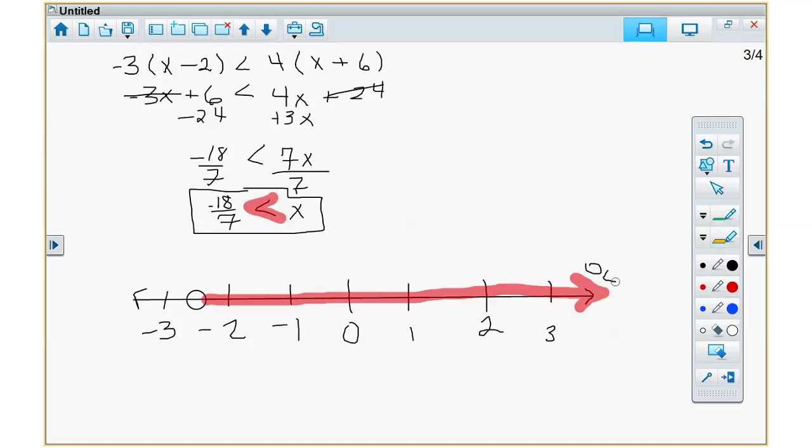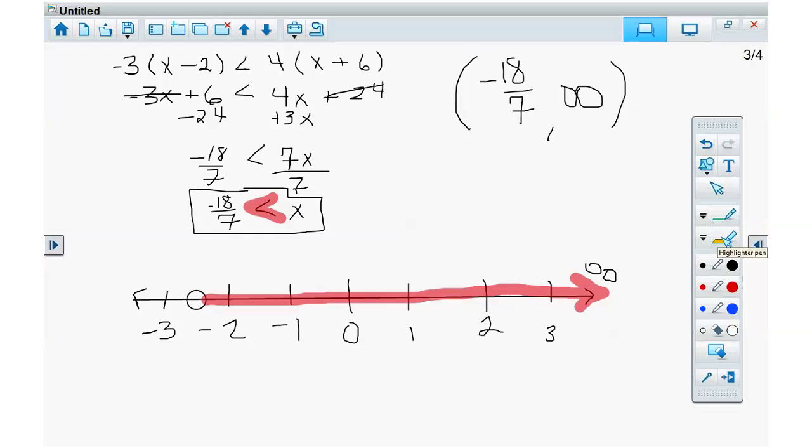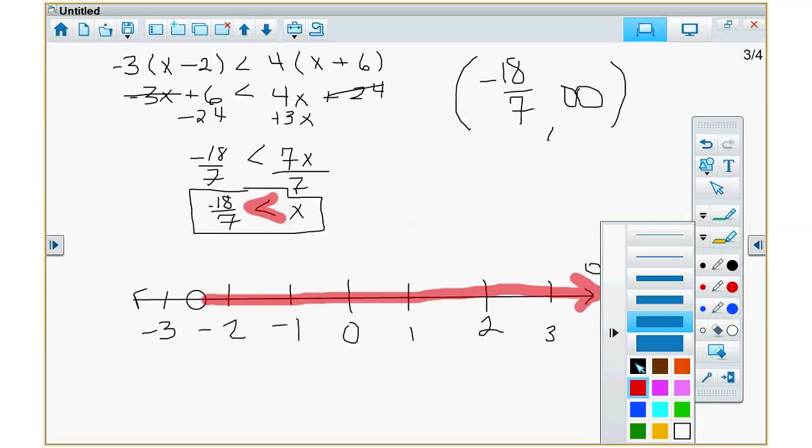And what is that right hand arrowhead called? It's called positive infinity. So if we wanted to write this in interval notation, it would be negative 18/7, comma, infinity. And what always goes on infinity? Parentheses. And what will go on this guy? Parentheses. Why parentheses? Because it doesn't have a line under it.